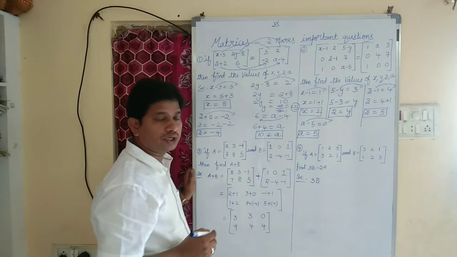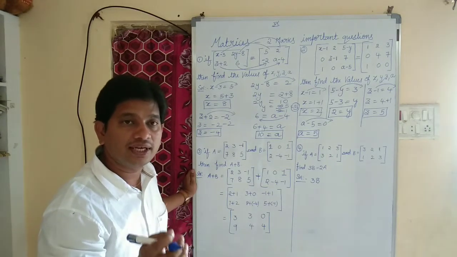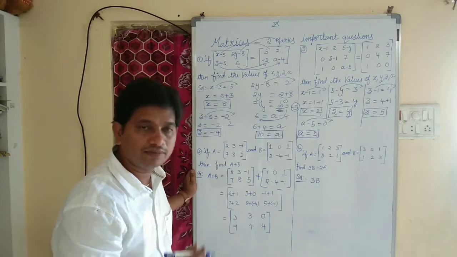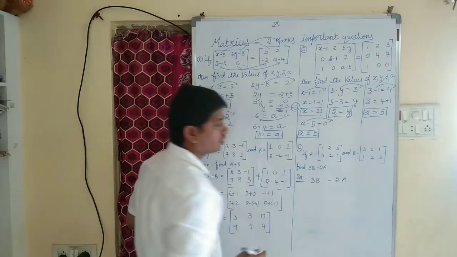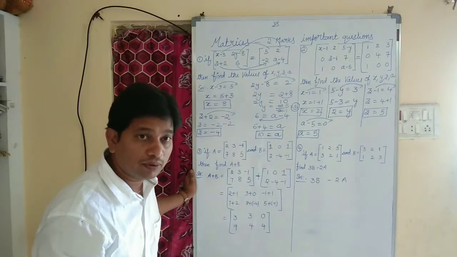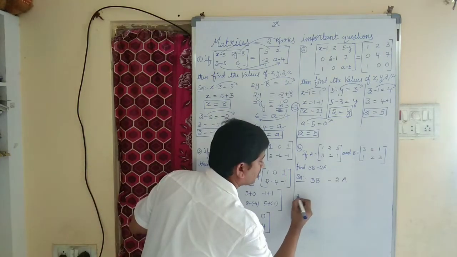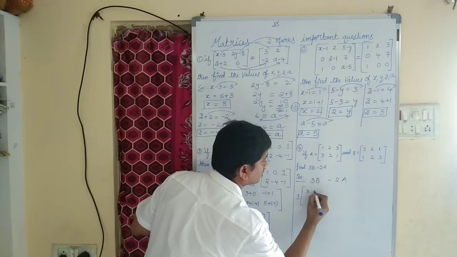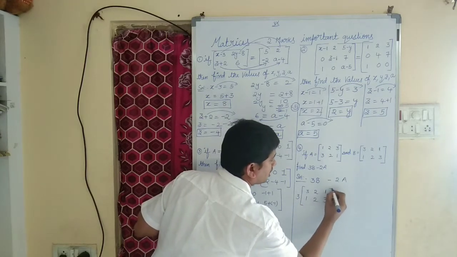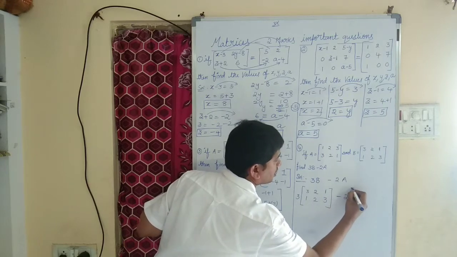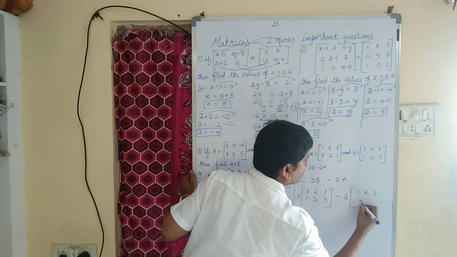3B. Children, do you know what is the meaning of 3B? 3 is multiplied by matrix B. And what do you mean by 2A? 2A in the sense 2 is multiplied by matrix A. Okay, let me write 3 into matrix B, which is 3, 2, 1, 1, 2, 3, minus 2 into matrix A, which is 1, 2, 3, 3, 2, 1.